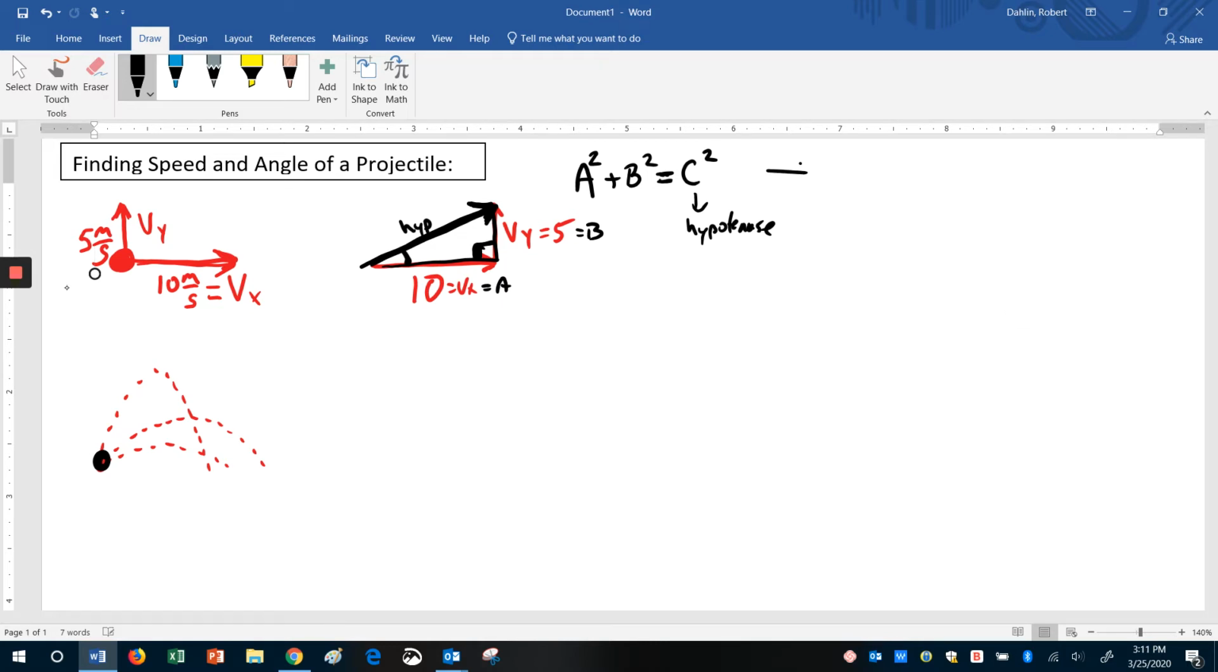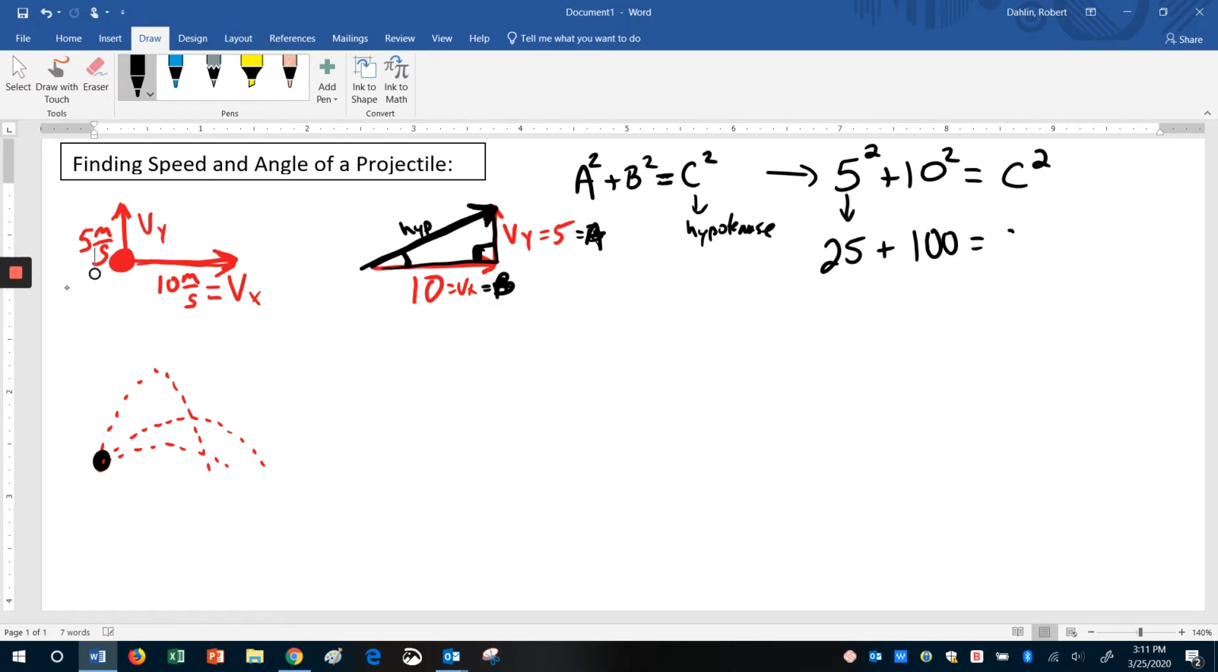But what we do know is that if I flip it and make this one A and this one B, then 5 squared plus 10 squared equals C squared. Now again, order of operations here is really important. You always have to do PEMDAS, and in PEMDAS your exponents always come before your adding. So 5 squared is 25, plus 10 squared is 100, equals C squared. Now we can add those together. We get 125 equals C squared.